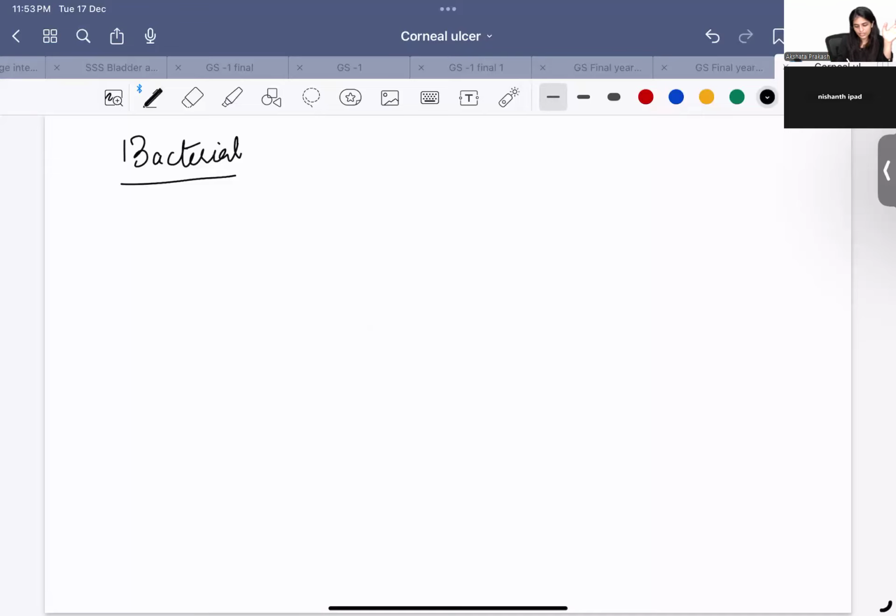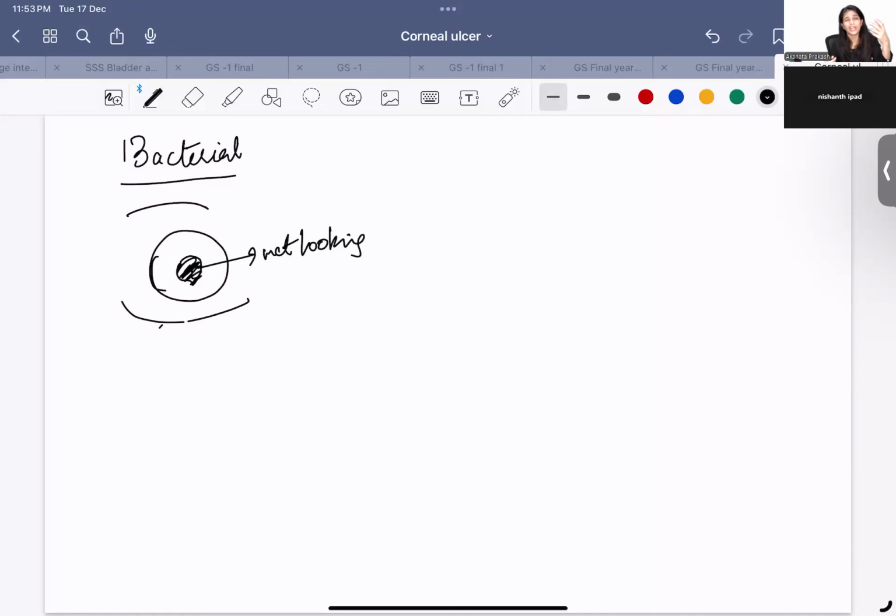In your bacterial corneal ulcer, if this is your cornea and there is an ulcer here, it is going to appear wet looking. The surface will be wet looking, that is, there are more inflammatory exudates. That is why it is wet, whereas in fungal it will be dry. How do we differentiate these two? It comes with experience. Once you start seeing corneal ulcers, you know which is wet looking and which is dry looking. For now, we'll just remember it as a wet looking ulcer. It can also have hypopyon. It is not a must, but it can have hypopyon.